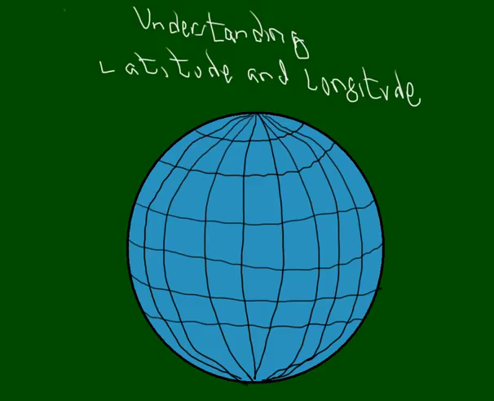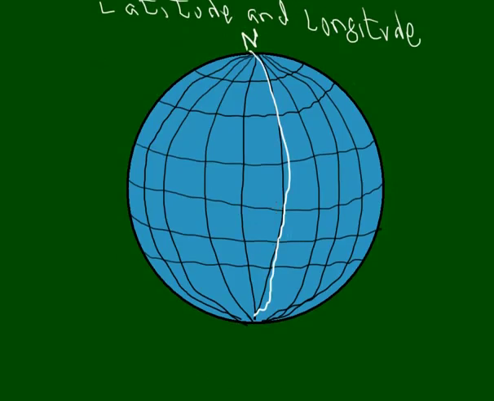Latitude and longitude lines on the Earth are imaginary vertical and horizontal lines that form what's called the lat-long grid. You can see here on this nice blue Earth we have some longitude lines. I'll just draw a line down here to try to outline that particular longitude line. That is a north-south line that runs from the North Pole down to the South Pole.